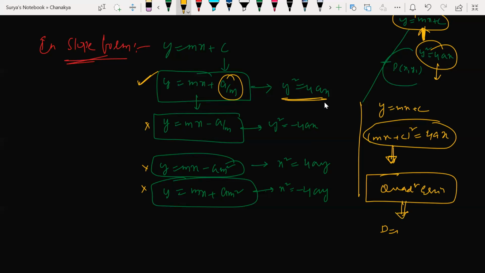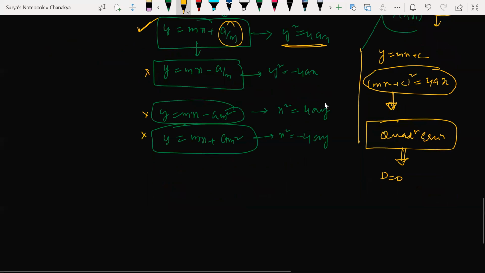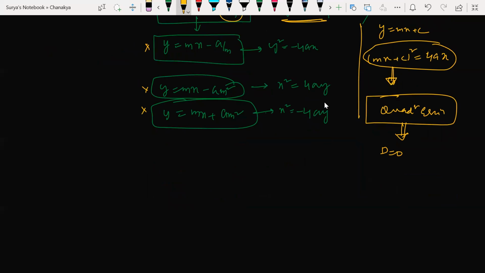Sir, why do we need to take the discriminant? Because the discriminant is what we use to define the nature of the roots. Am I correct? Now, a line can touch the parabola in different ways. This is a parabola, and the line can touch it like this, like this, like this. It can touch in any way.